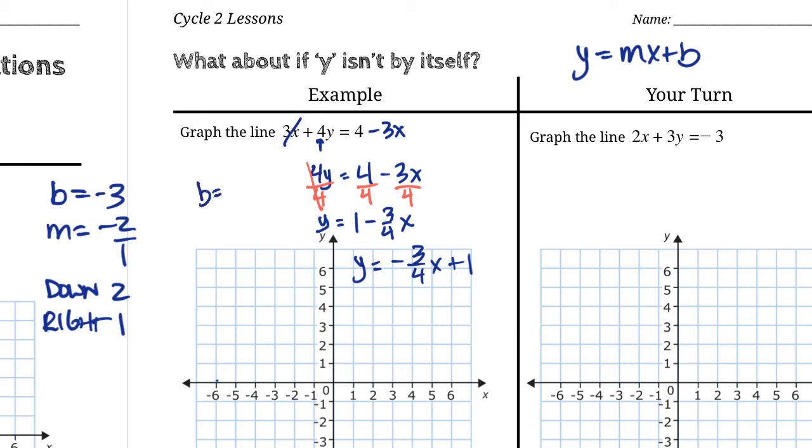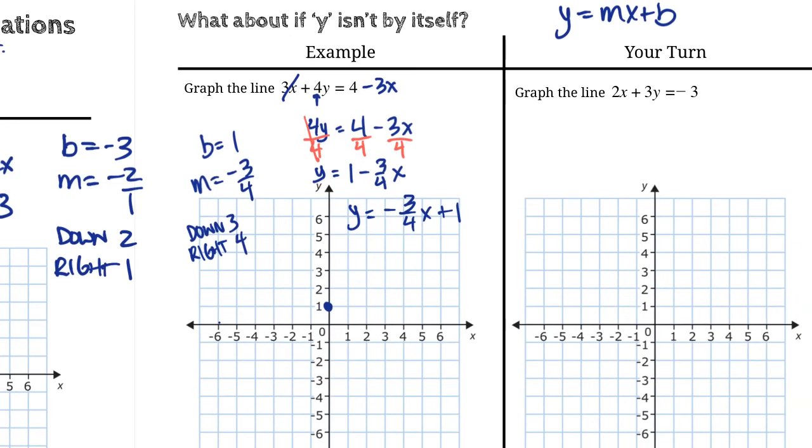Because the b, or the y-intercept, is 1, and the slope is negative 3 over 4. We know that means down 3, right 4. So if we start at 1, we go down 3, right 4. We're going to end up there, right? And if I go the other way, up 3, left 4, I'm going to end up at that point right there. So then I could draw a line. I'll draw it in red just to make it look a little bit different. Through that, like that. There's our line.